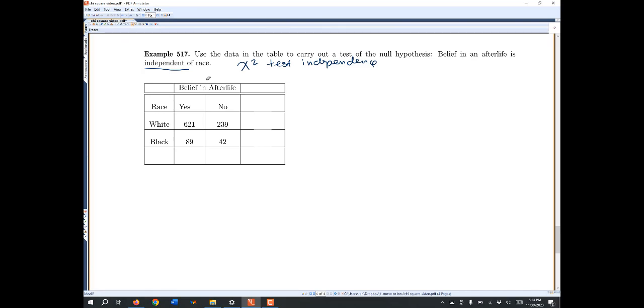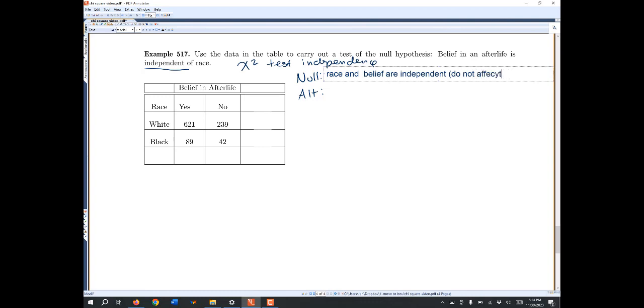This one, I don't even have to do any work by hand. I can just go straight to the test. But first, let's write my null and alternative. The null is that race and belief are independent, or not associated, do not affect each other.